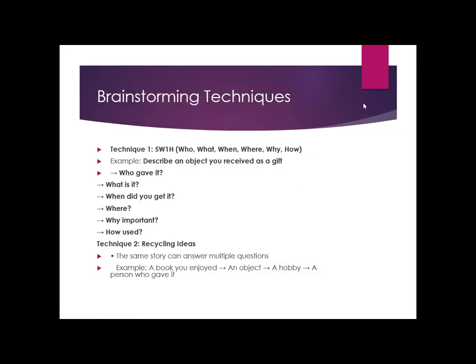Okay, next is brainstorming techniques. So we have technique 1. This is where you use the 5 W's and 1 H. So 5 W's is who, what, when, where, why, and your 1 H is how. For example, if you get a question, describe an object you received as a gift, I want you to think of the 5 W's and the 1 H.